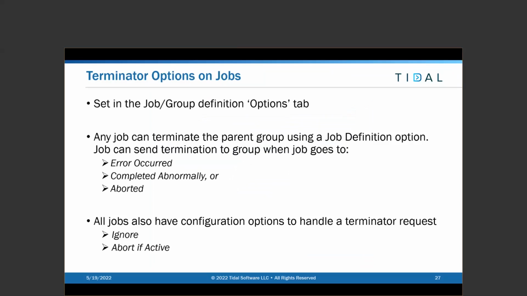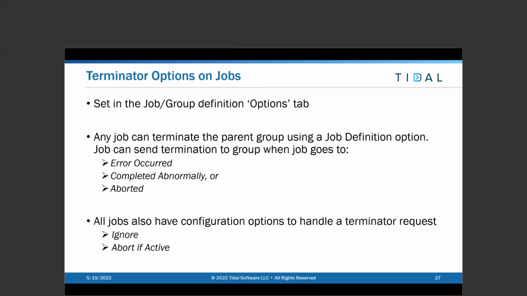So those are job terminators, but all jobs can actually do a termination, right? So keep that in mind. In the job definitions and the group definitions, on the options tab, we now have new options where you can terminate based off of a few statuses, such as error occurred, completed abnormally, or aborted. If your job goes into one of those statuses, it can terminate at that point. They also have options in all the jobs: how do you want to handle termination if you do get a request to terminate?